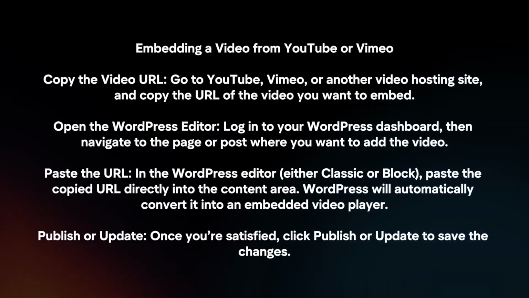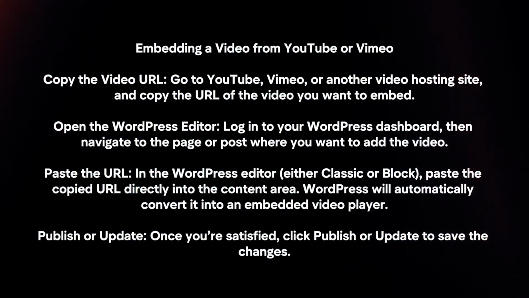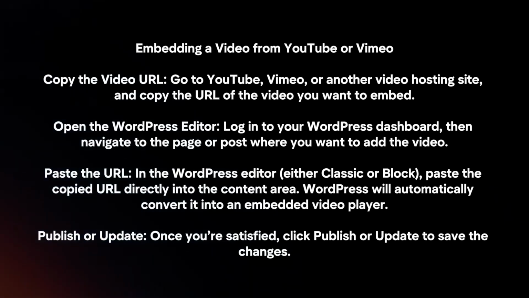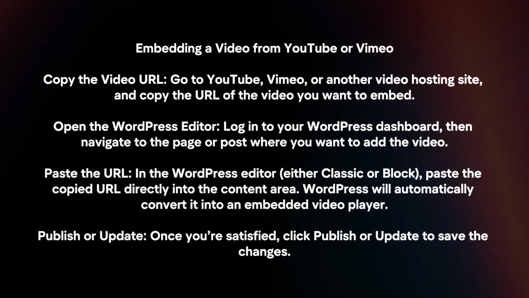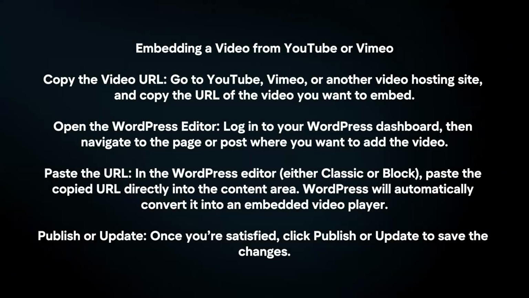Copy the video URL. Go to YouTube, Vimeo, or another video hosting site and copy the URL of the video you want to embed. Open the WordPress editor. Log into your WordPress dashboard, then navigate to the page or post where you want to add the video.